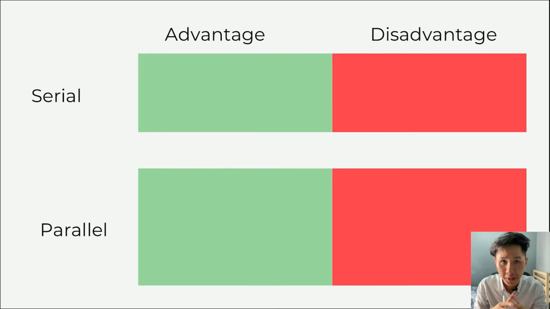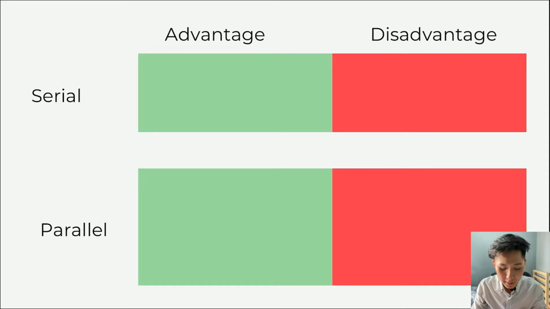Here we'll also study the advantages and disadvantages of serial and parallel data transmission. Understanding this is important because in the exam they might give you a scenario and you will have to explain whether we should use serial or parallel data transmission. So knowing the advantages and disadvantages allows us to make the right choice.